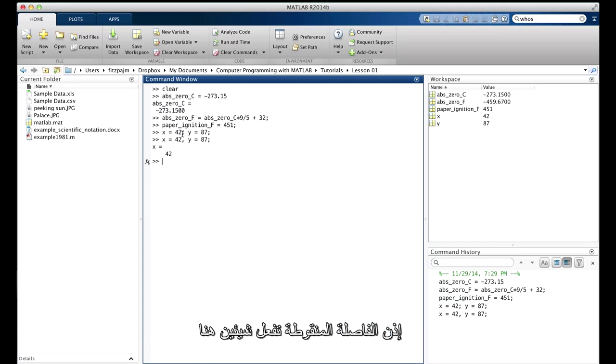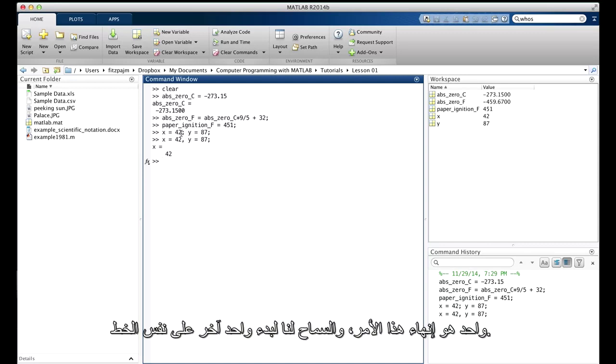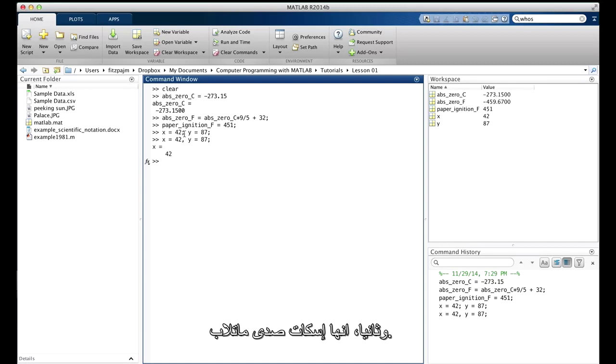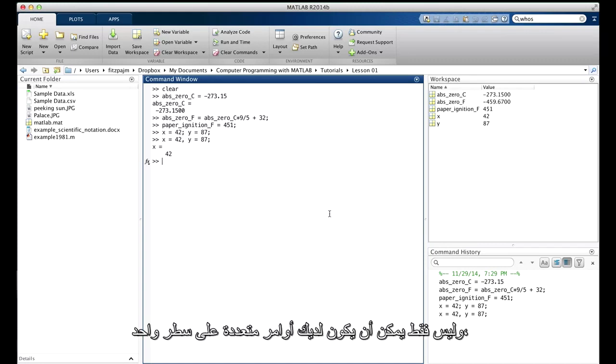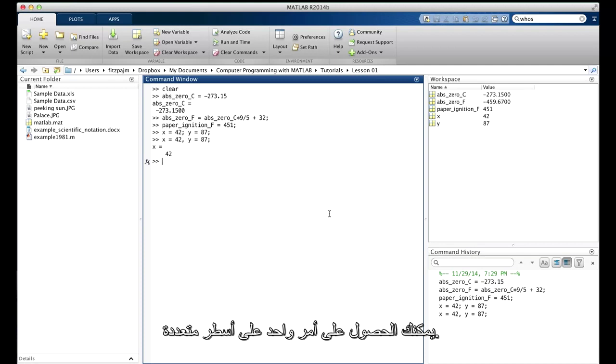So the semicolon is doing two things here. One, it's ending this command and allowing us to begin another one on the same line. And secondly, it's silencing MATLAB's echo. Here the comma ends one command and allows us to begin a second command on the same line, but it allows the echo. And not only can you have multiple commands on one line, you can have one command on multiple lines.